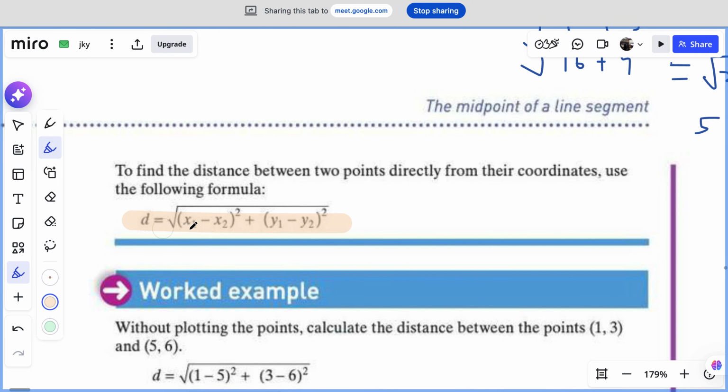Because it's 1 all over 2, that's why I'm multiplying by 2. If it's 1 all over 3, I would have multiplied through by 3. Okay? So it's not like it must be multiplied by 2. No, it depends on what the fraction is. If the denominator is 5, I'm going to multiply through by 5.